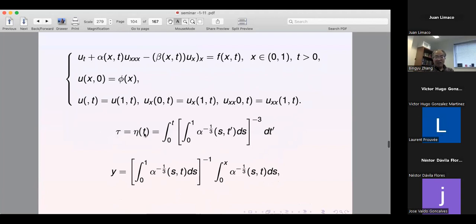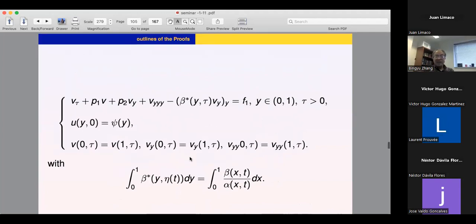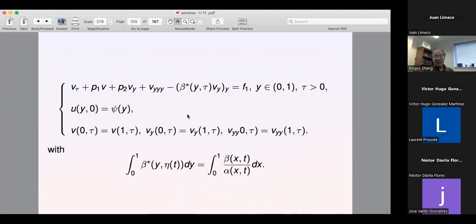Tau equals eta(t), defined by this, right? And y just equals this. Remember here, alpha are coefficients and beta are coefficients. First, we try to get rid of this alpha, right? We make this kind of transformation, and then you can do the calculation. That ends up with the equation like this. So this is the third order term. The coefficient alpha_x(t) disappears now. That becomes 1. Okay. So we have t becomes tau, x becomes y.